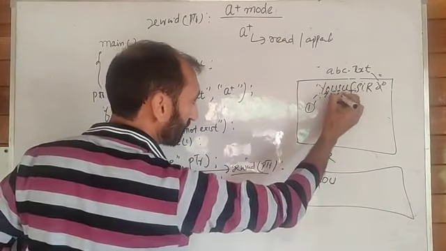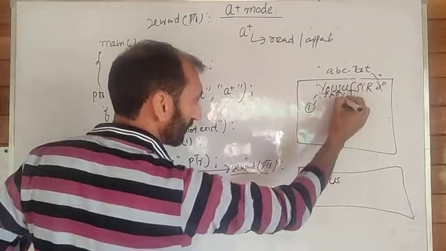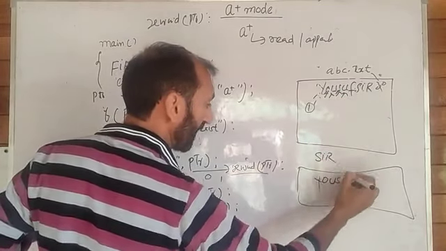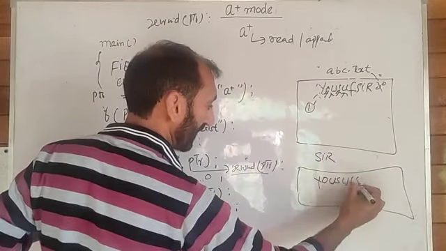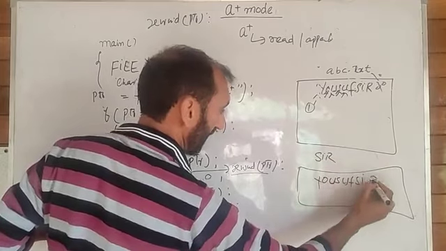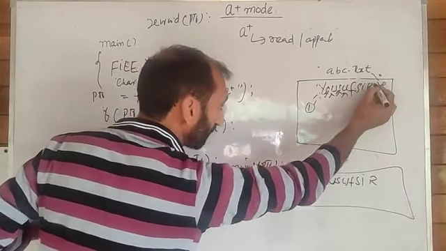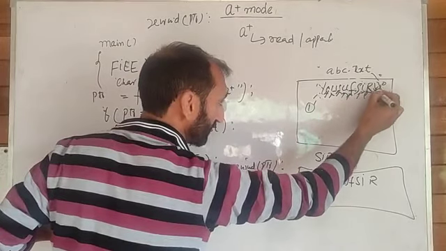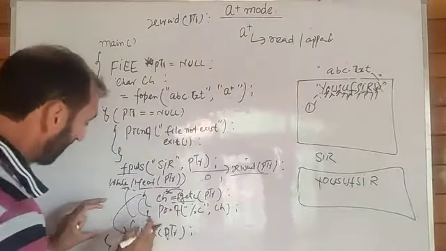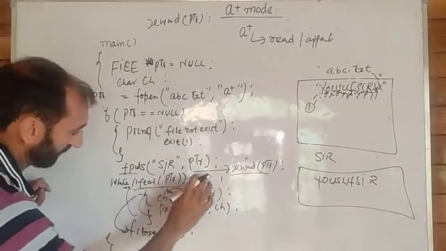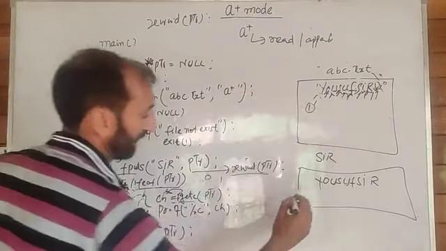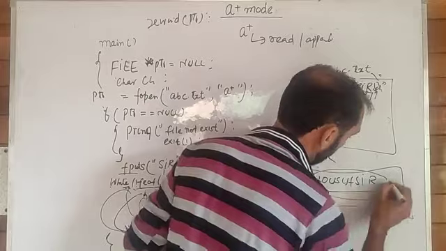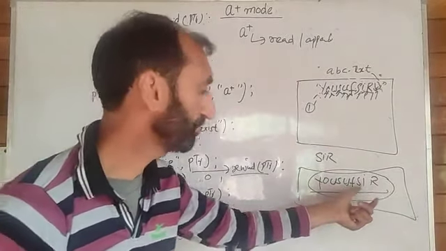The pointer will get put one by one on S, U, F, Sir, S, I, and R, up to this. Then the cursor will reach here, it will show end of file, and the file will be closed. At that time, Yousuf Sir will get printed. We have read this Yousuf Sir.